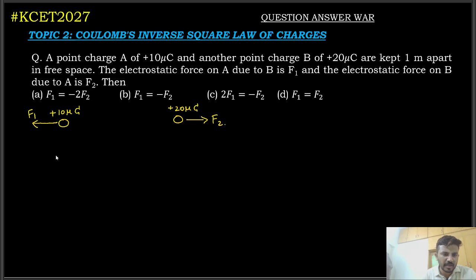So, since their magnitudes will be same, I can take F1 is equal to F2. But if I take the forces in vector form, I get F1 is equal to minus F2. So both option B and D are correct, but if I take them in vector form, let me write the forces in vector form, then option B will be the correct one. Okay, moving on to the next one.